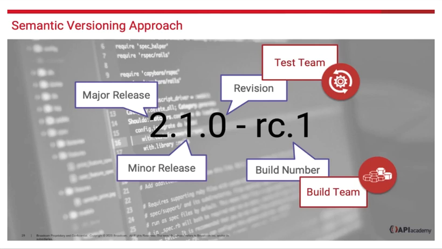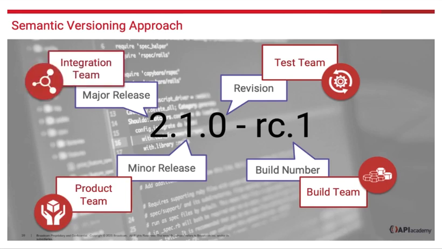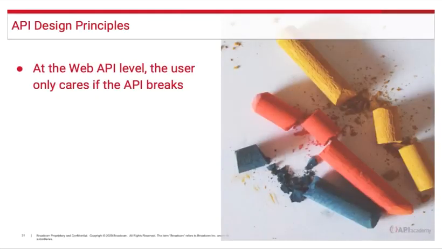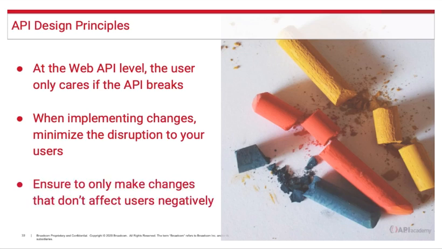The revision is relevant to the test team, as they need to know about any new versions of features they are testing. The minor release number is relevant to the overall product team because they need to provide packaging around the minor release. The major release number is relevant to the integration team because they need to know how it works with the other components of the solution. But for web APIs, users really only care if the API breaks. If you are going to implement changes, you want to minimize the disruption to your users. You should make sure that you only make changes that don't break things for your users.